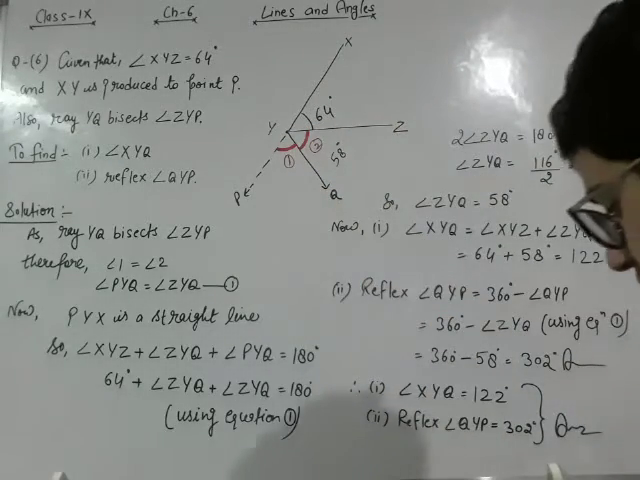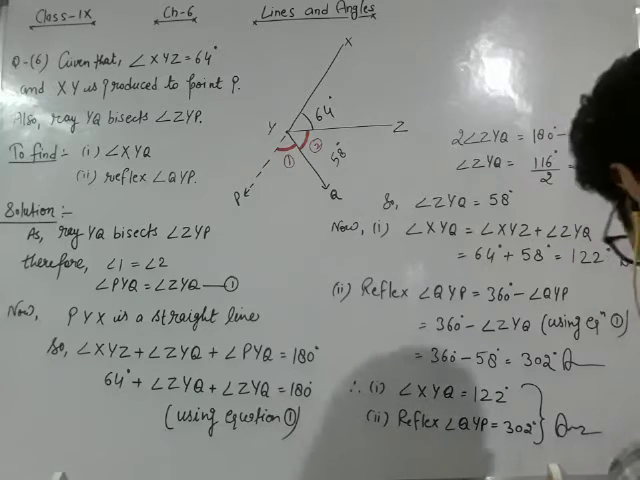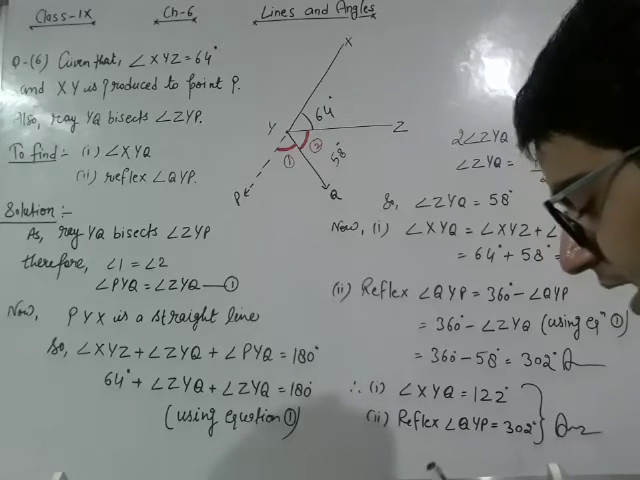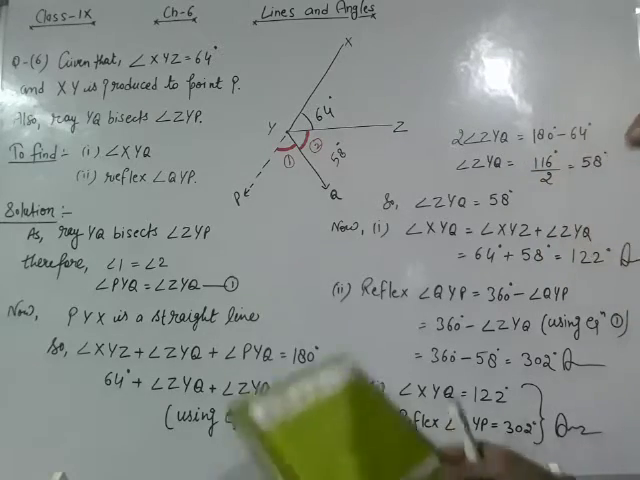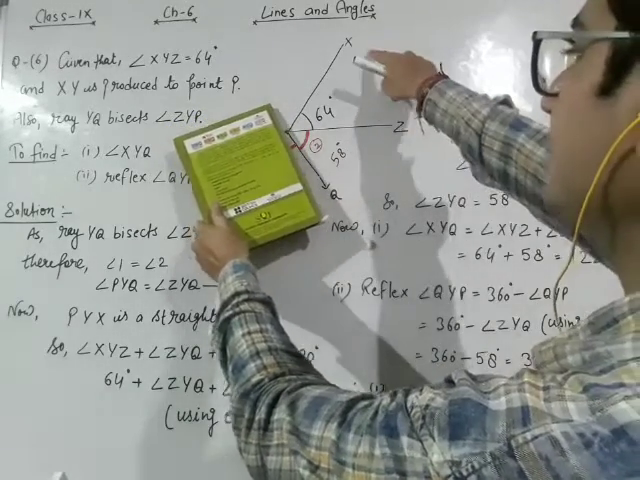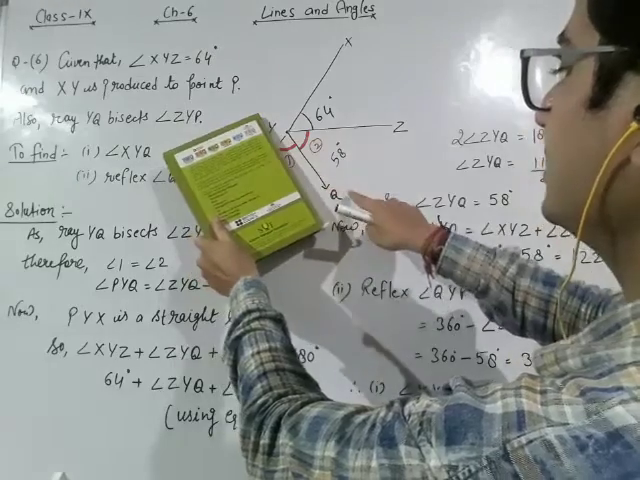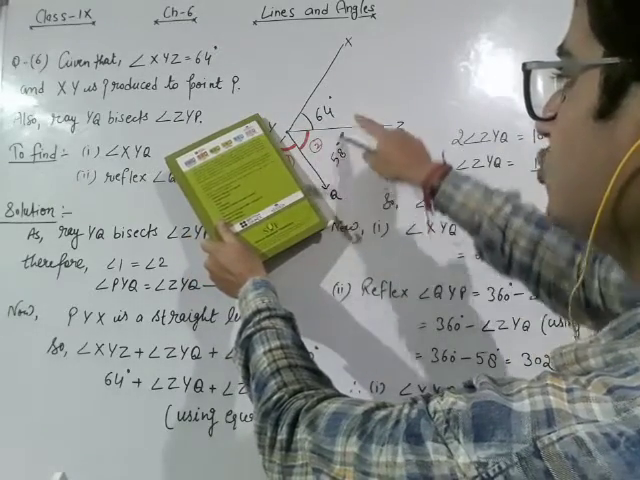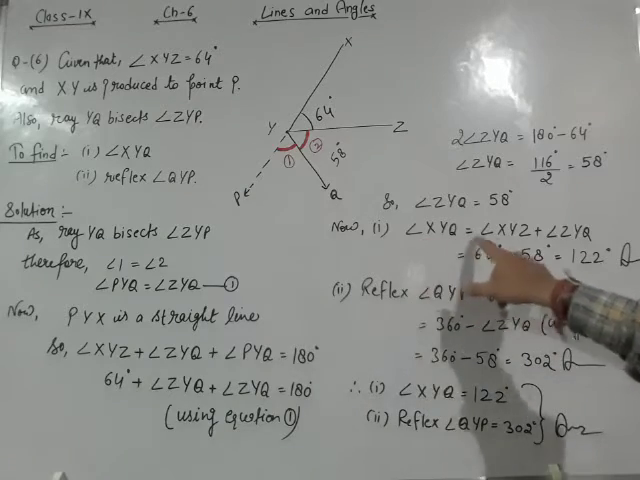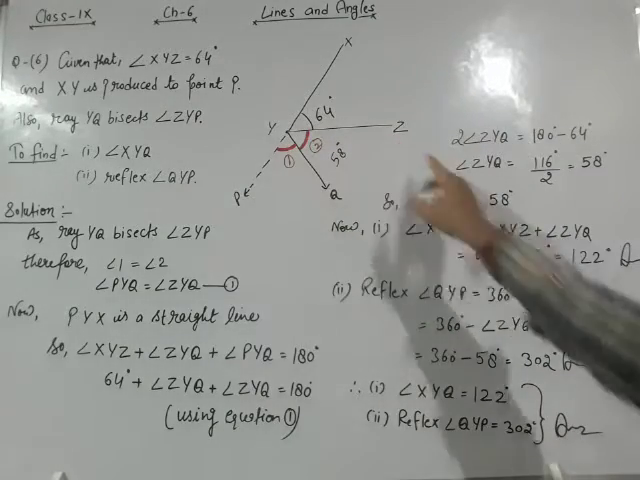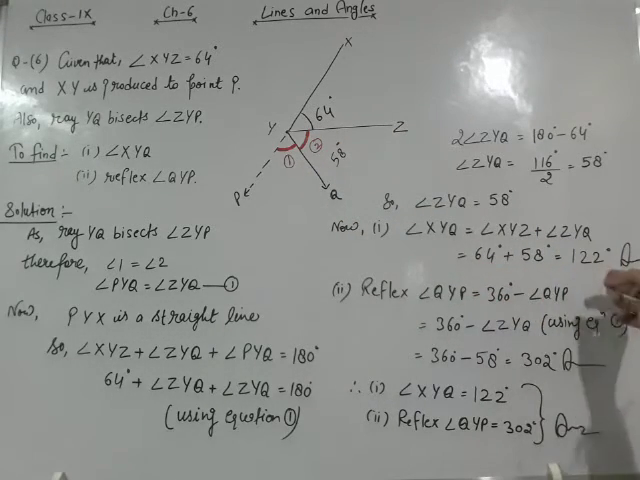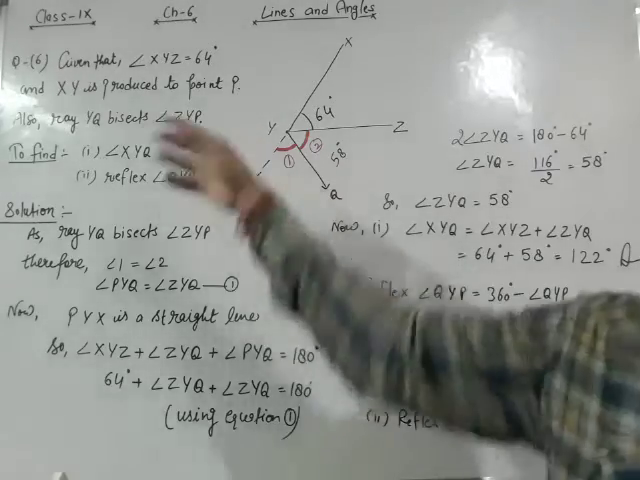If you just hide this part of the diagram, then you can observe that angle XYQ is equal to 64 plus 58. So angle XYQ is equal to angle XYZ plus angle ZYQ. 64 plus 58 is equal to 122 degrees, which is the answer of the first part.